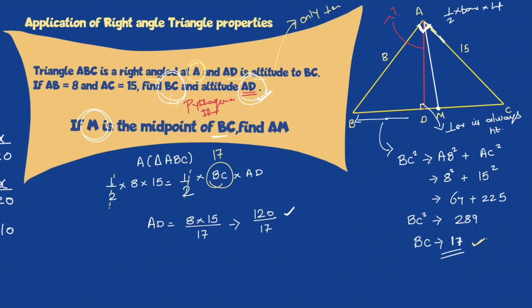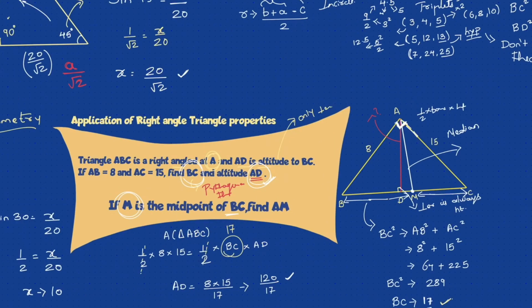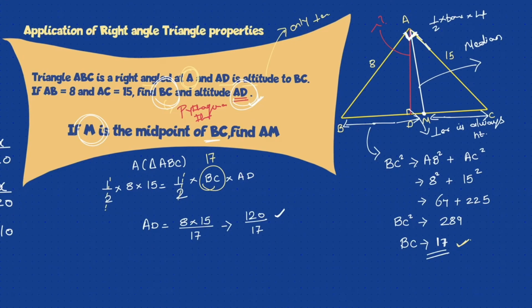Now let's see the next part. If M is a midpoint of BC, find AM. If M is a midpoint, what do we draw then? Median, right? I'm saying M is a midpoint here, and median always bisects. What do we learn from this? The circumradius is always the median and it bisects the hypotenuse. Okay, and half of the hypotenuse is nothing but your what? Half of the hypotenuse is circumradius, which is nothing but median, right? We learned already this concept. Let's apply this here. I know what is the hypotenuse here. What is the hypotenuse? BC, right?